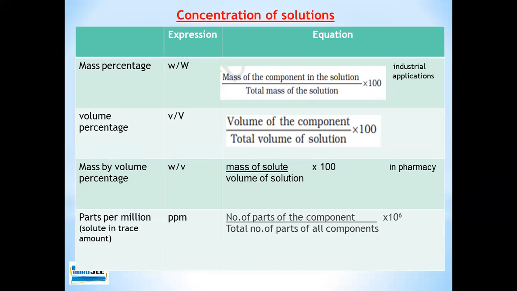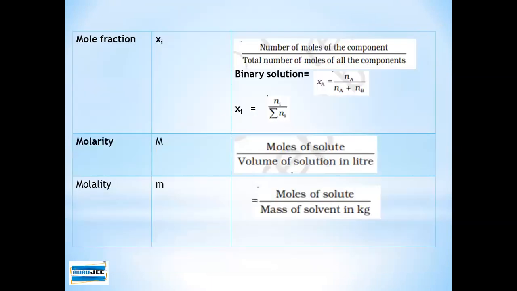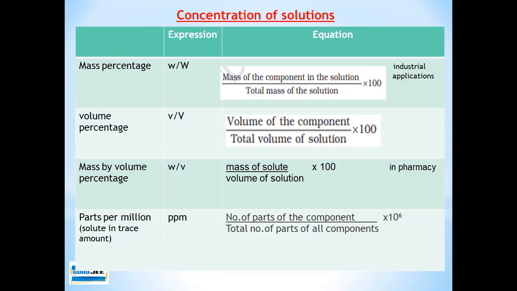So for each solution, we have to calculate the concentration of the solution. That means how much solute is present in the solution. For that, we have seven methods to calculate the concentration of solutions. They are mass percentage, volume percentage, mass by volume percentage, parts per million, mole fraction, molarity, and molality. We can calculate the concentration of a solution by these seven methods.